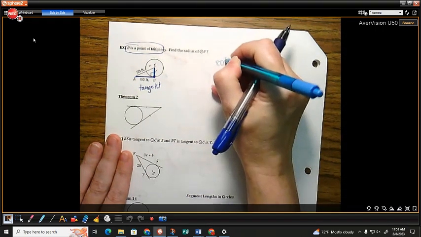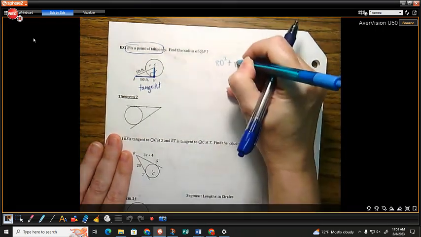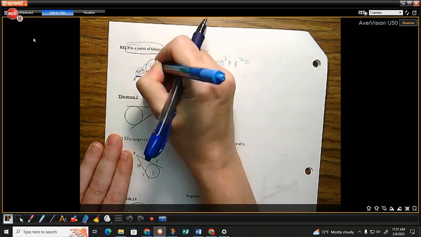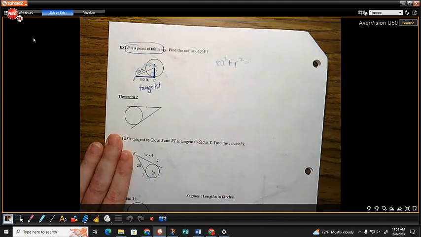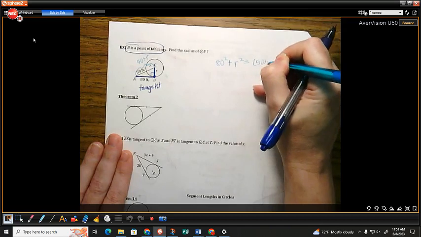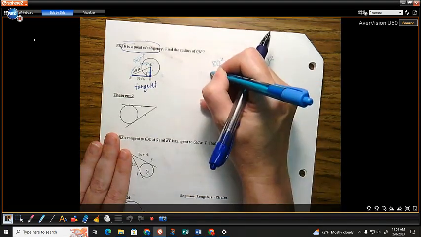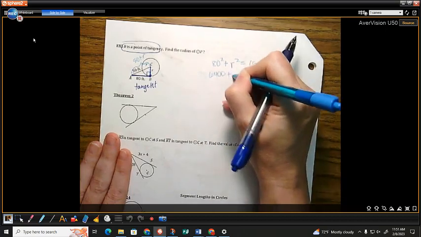80 squared plus R squared would equal 50 plus R. Yeah, I need the whole hypotenuse, which would be 50 plus R, and then squared. Now you have to know how to square a binomial from algebra last year. Can you stop doing that, please? Thank you. Because I know this is 6,400, and I know this is R squared.